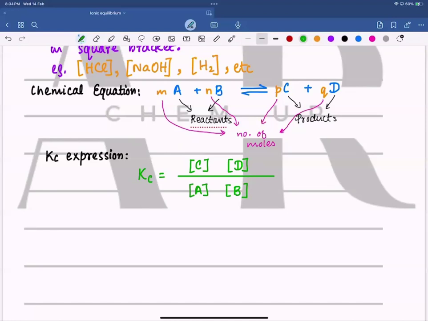Yes, sir. Now, next thing. What is the number of moles of C in the chemical equation? Is it small p? So the number of moles present in the balanced equation will be the powers in this Kc expression to the concentration of that specific reactant or product. Is this clear? Yes, sir. Okay.